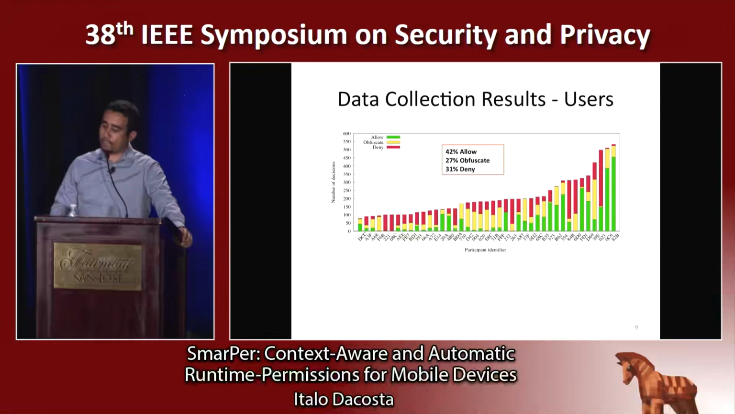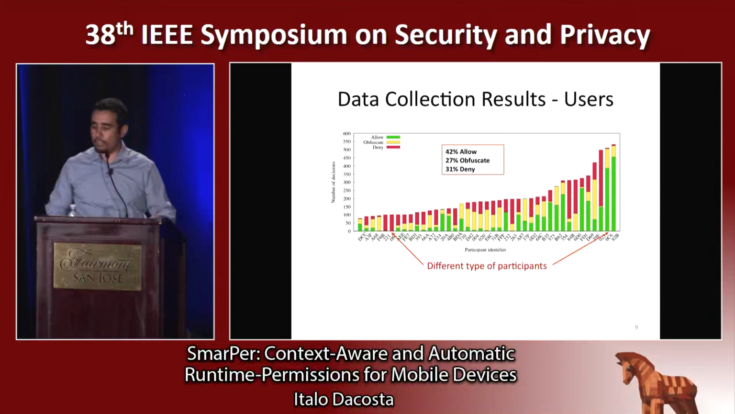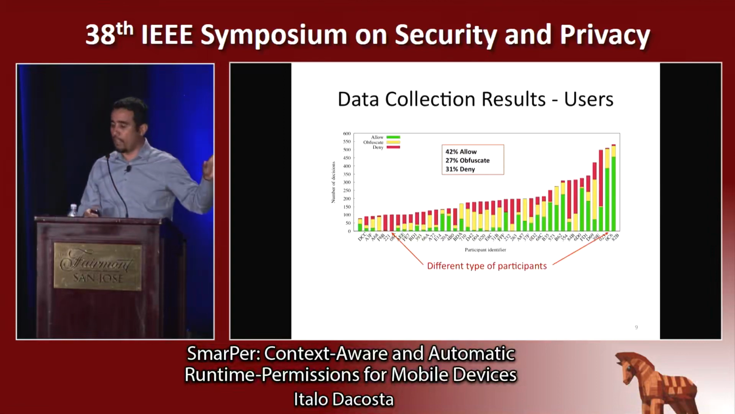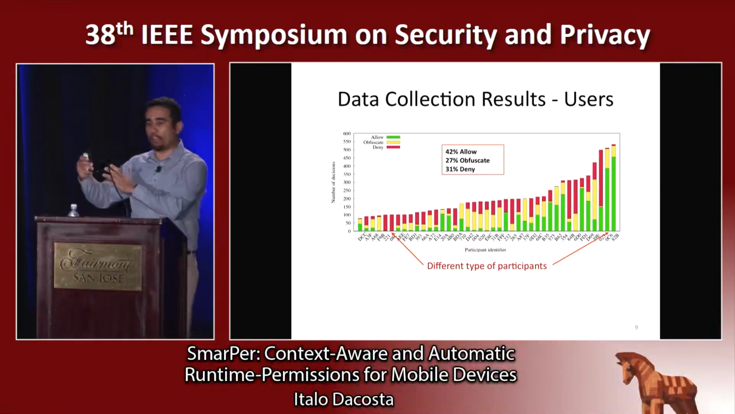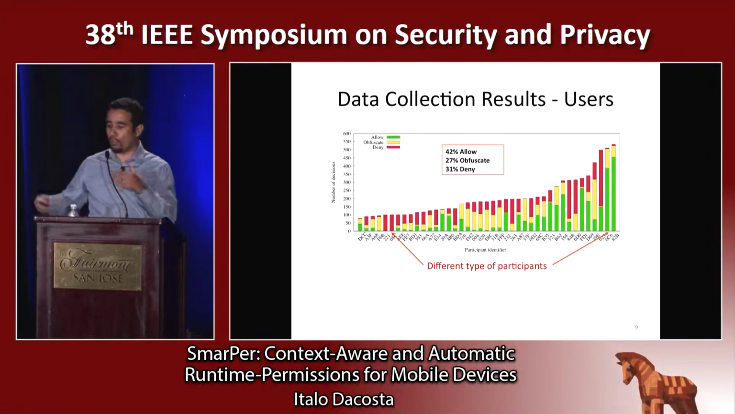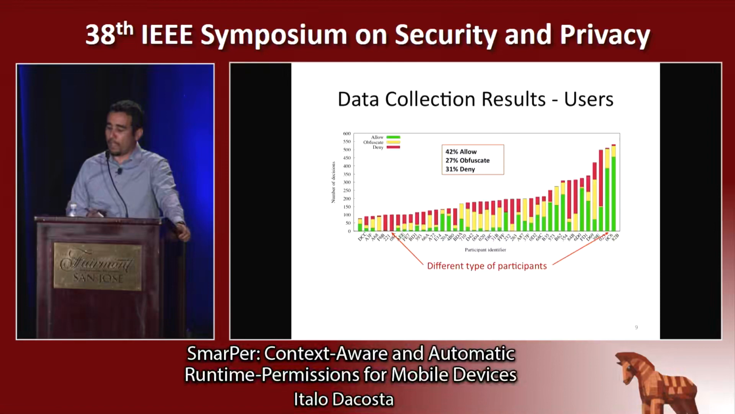We can also see that users have different behaviors already from this histogram. We can see, for example, that some users were denying most of the time, at least 2 users, while other users were trying to allow most of the time. And we can see all other kinds of behavior or distribution of decisions per user.